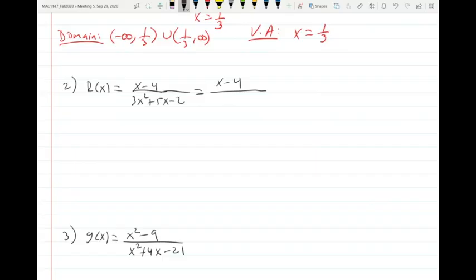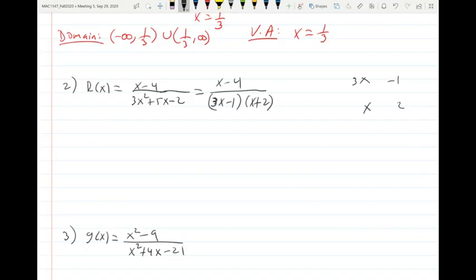Maybe. Let's factor this. How do you factor 3x squared plus 5x minus 2? So we can do this, 2, 1, and then put a negative here. Exactly. So 6 minus 1 is 5. So we have 3x minus 1 and x plus 2, right?